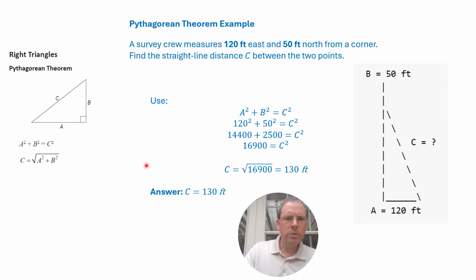And for right triangles, there's the Pythagorean theorem. For example, a survey crew measures 120 feet to the east and then 50 feet to the north from a corner. Find the straight line distance C. So you have this side is 120 and this side is 50. Try to find this side here, so you can set A squared plus B squared equals C squared. You have A and B, solve for C, and it's 130 feet.